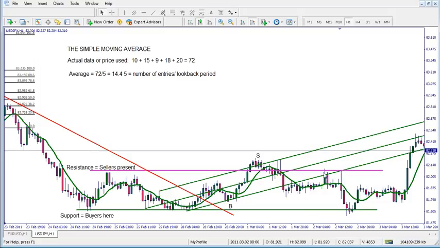We will continue on in the next video discussing some other locations, other areas where you can find support and resistance.